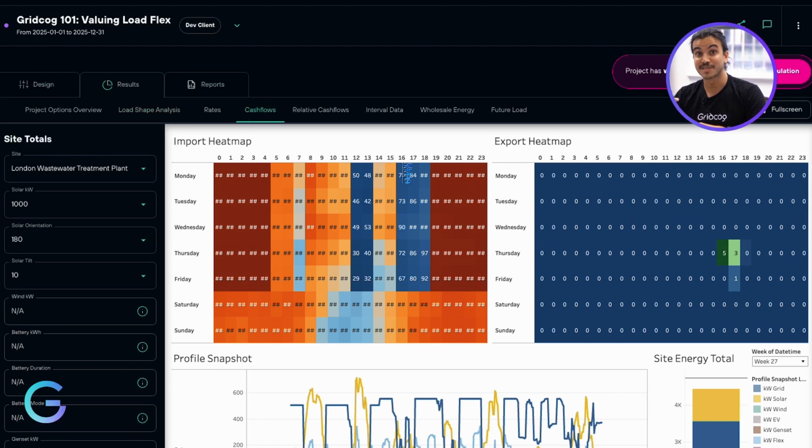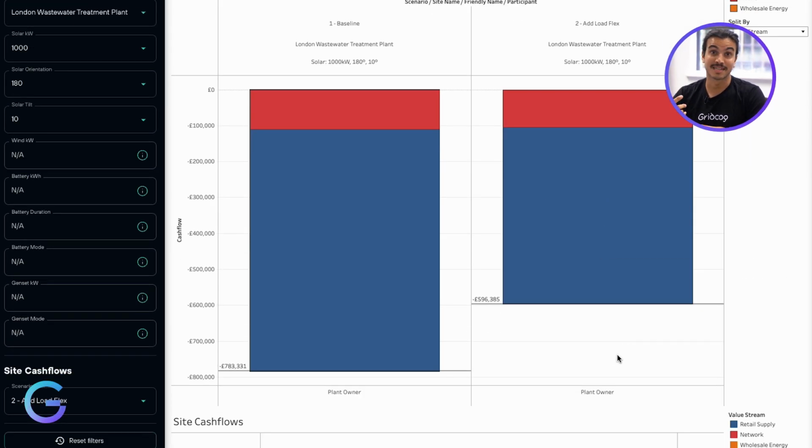In terms of cash flows, this results in approximately 31% savings per year. Not bad given how the relative capex of such an upgrade would be very low. Instead of buying more assets at a high cost, Gridcog can help you optimize the behavior of the assets that you already have, saving you money and putting less stress on the grid.